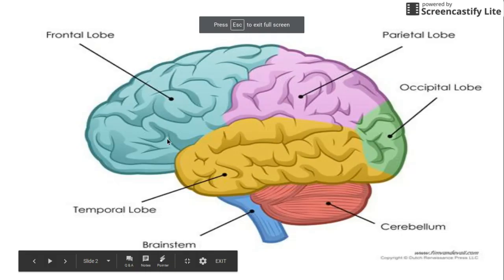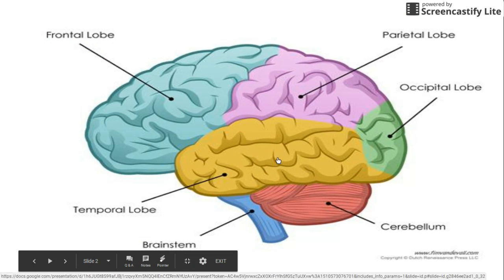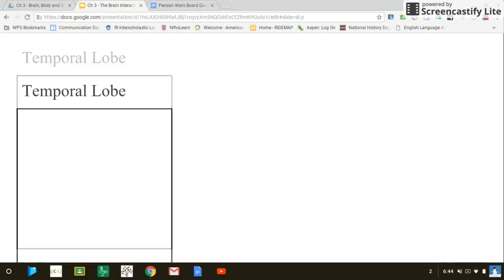But we also want to get back. All right, so here we are. We click on the temporal lobe, and there it goes right there. All right, so let's go to edit mode on this picture.